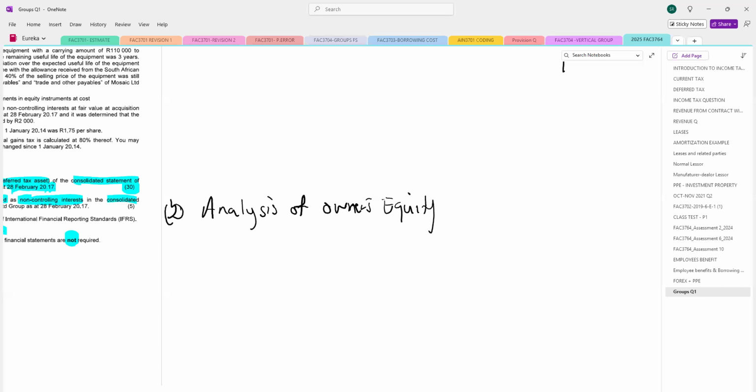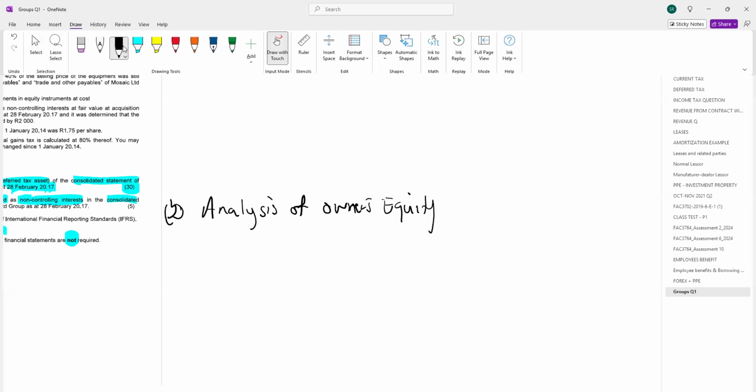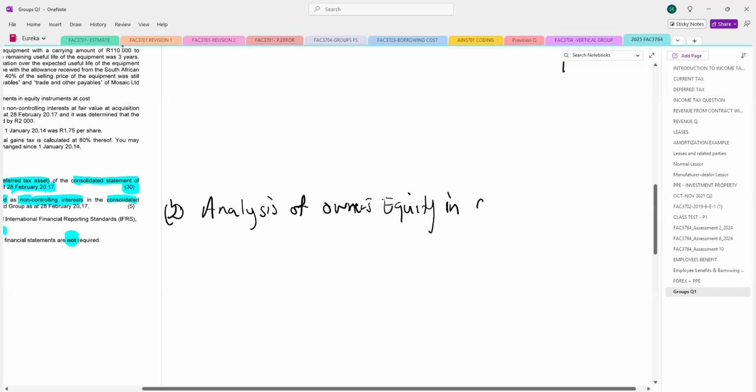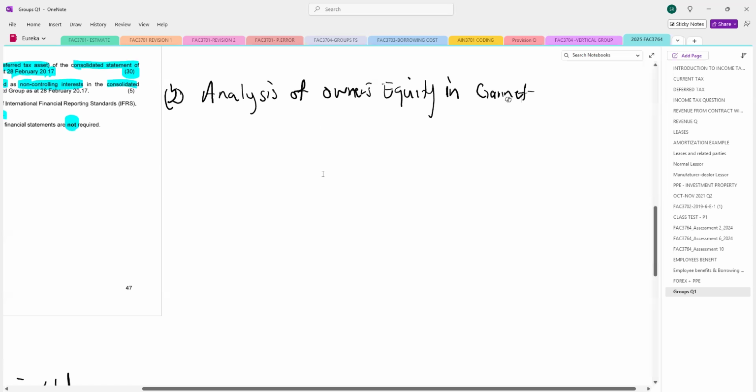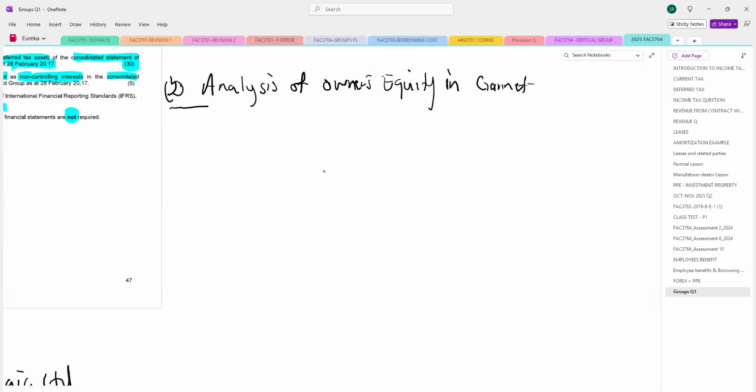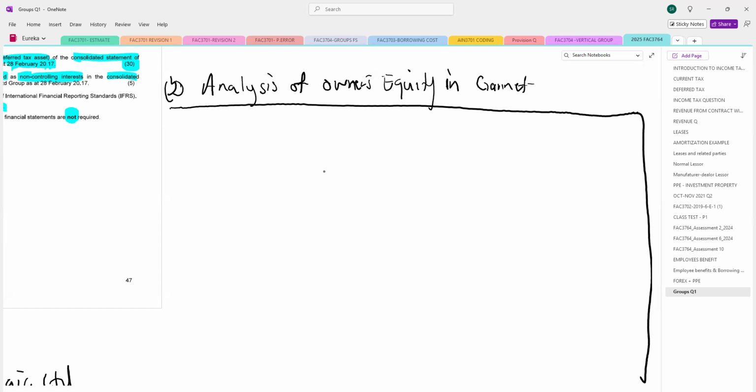Right. So we have the analysis of owner's equity in Garnet. Garnet is my subsidiary. So I'm doing my analysis for the subsidiary company. That's the biggest one. I can still do the analysis for the joint venture, but I'll do that later. Okay. So let's start with this one. This is usually my biggest one. Like I said, we're killing two birds with one stone, answering B at the same time as doing our calculation.